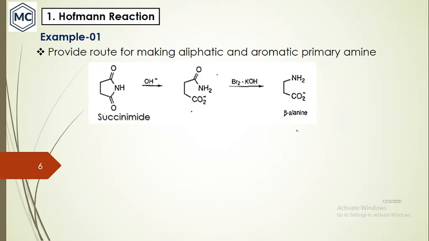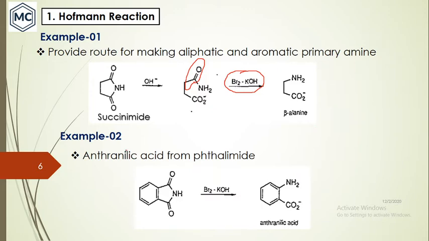For example, beta-alanine can be prepared from succinamide. So it's an amide. You are starting with an amide. In the presence of base, it cleaves here, and in the presence of bromine and alkali, that is Hofmann, you get this carbonyl evolved from here, and this carbon is directly attached to this NH2. It forms beta-alanine.